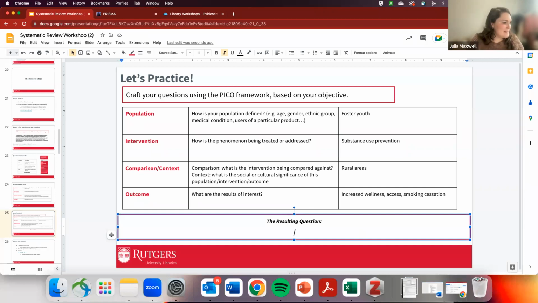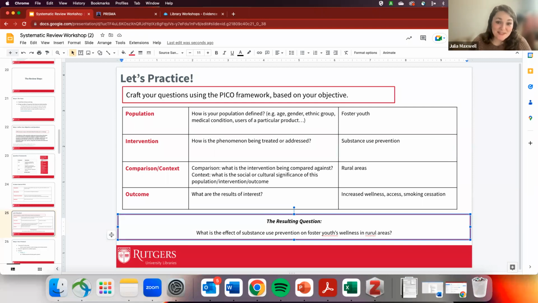So putting it all together, we might do something like, what is the effect of substance use prevention on foster youths' wellness in rural areas? There we go. Not my best question that I've ever written. We'd probably finesse it a little bit.